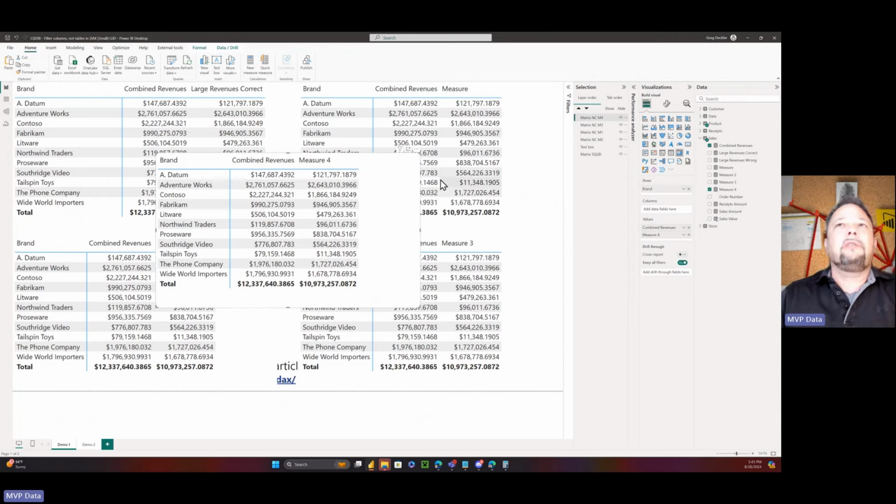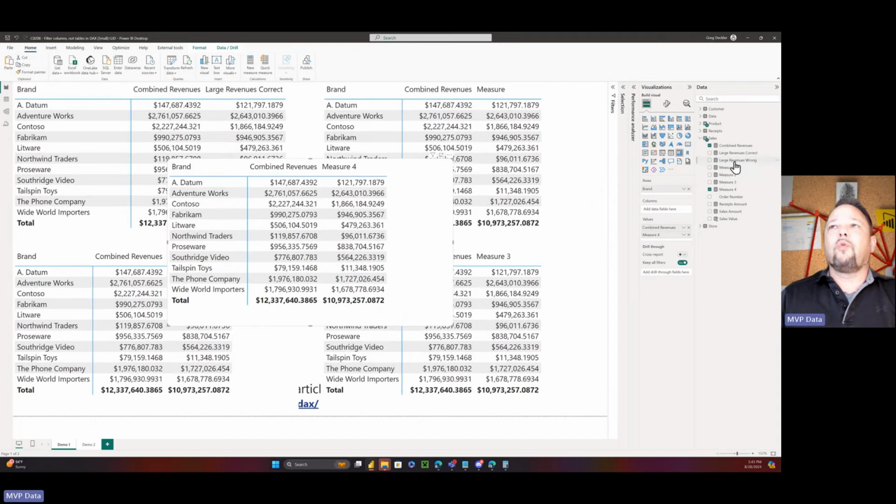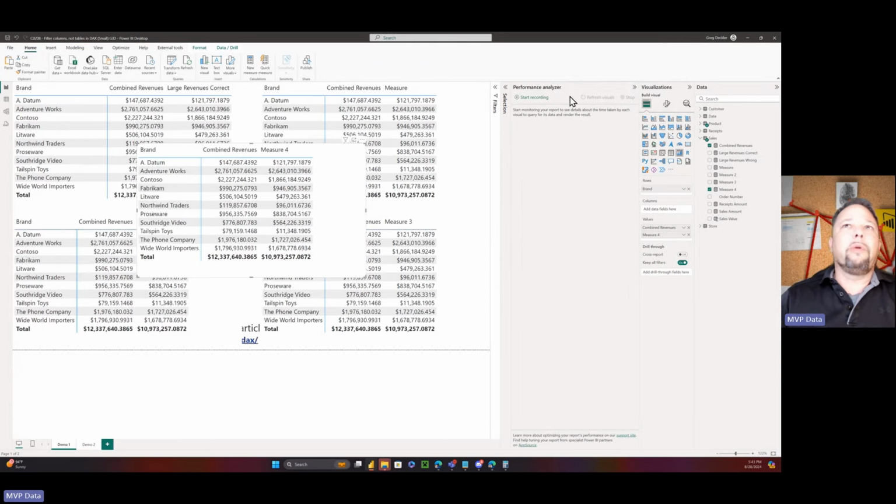So now the interesting thing about this, though, is that they also mention in the article the performance difference between the large revenue wrong version and the correct version, and that the correct version is much faster than the wrong version. So I wanted to check out the performance of these different measures, right? So let's go ahead and do this. I've done this a couple times. We'll see if we get the same results that I've been getting.